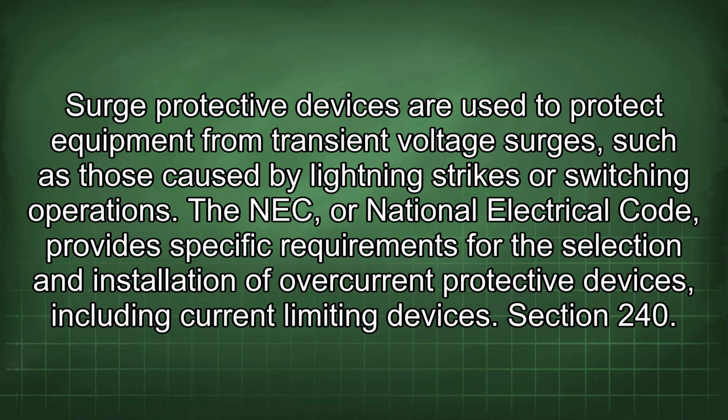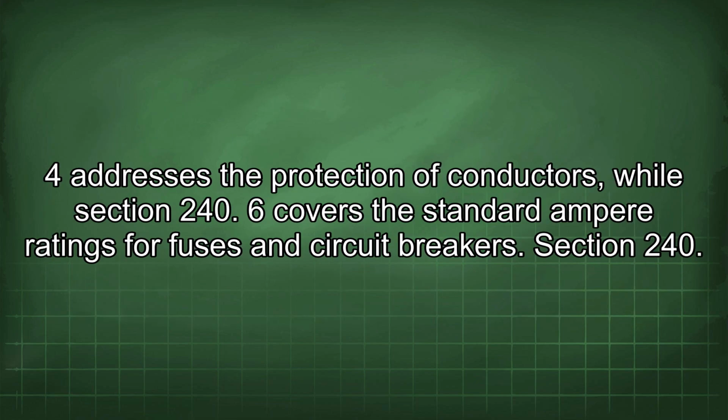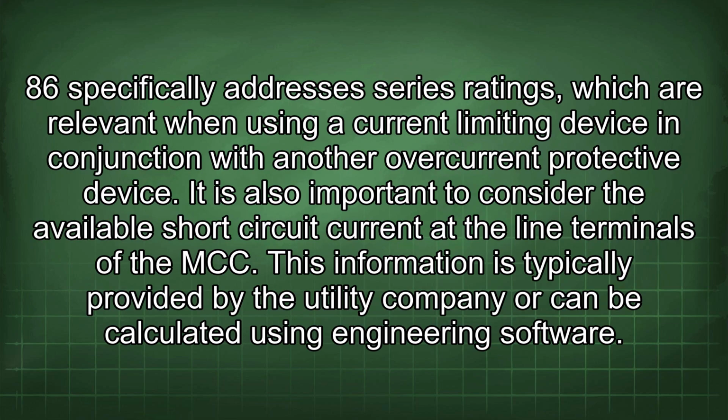switching operations. The NEC, or National Electrical Code, provides specific requirements for the selection and installation of overcurrent protective devices, including current-limiting devices. Section 240.4 addresses the protection of conductors, while Section 240.6 covers the standard ampere ratings for fuses and circuit breakers. Section 240.86 specifically addresses series ratings, which are relevant when using a current-limiting device in conjunction with another overcurrent protective device. It is also important to consider the available short-circuit current at the line terminals of the MCC.